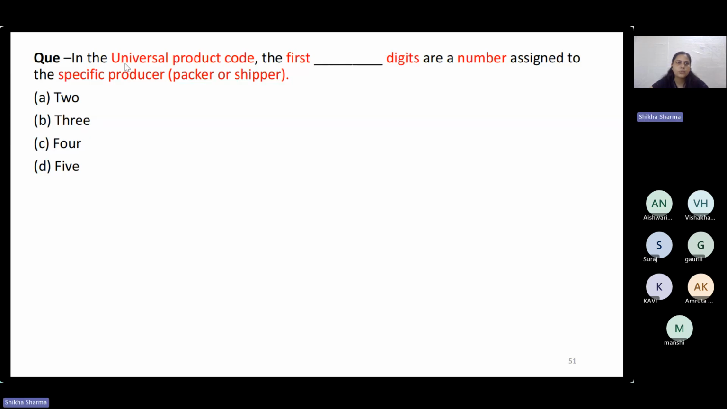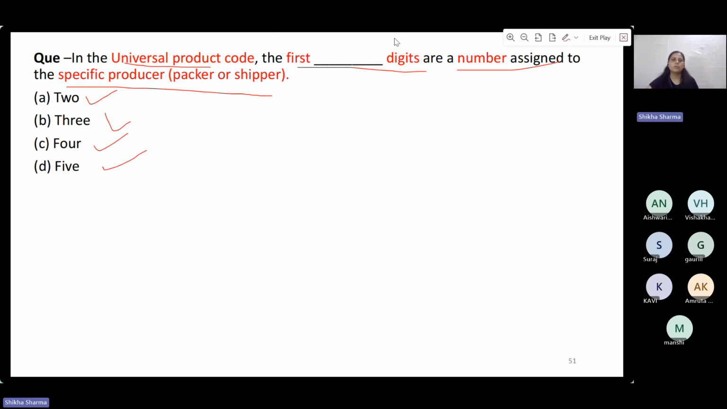Let's see this question. In the universal product code, the first blank digits are a number assigned to specific producers, packagers, or shippers. First two digits, first four digits, or first five digits. Anyone would like to share their answer on this question?